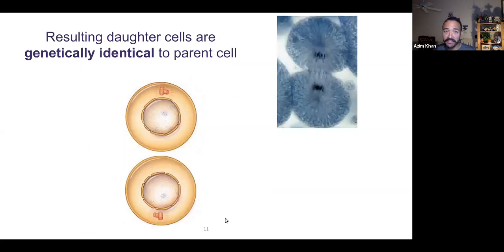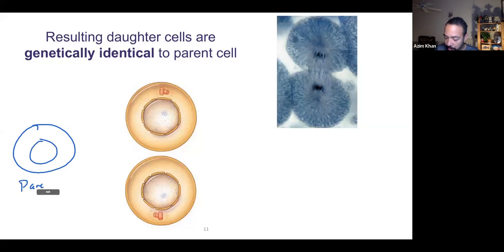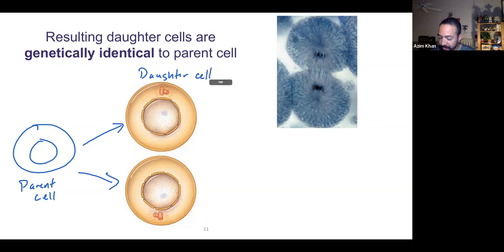Let's look at an animation of this. Oh, sorry, let me back up. As a result, the terms we use here: we started with one parent cell. One parent cell leads to two daughter cells. Why they chose daughter instead of just child, that's what they're called. So we have one parent cell that we started with. At the end of mitosis, we now have two daughter cells that are now in interphase, and they start their own cycles.